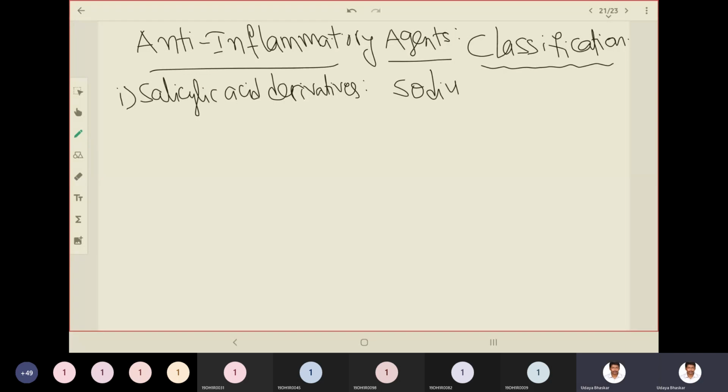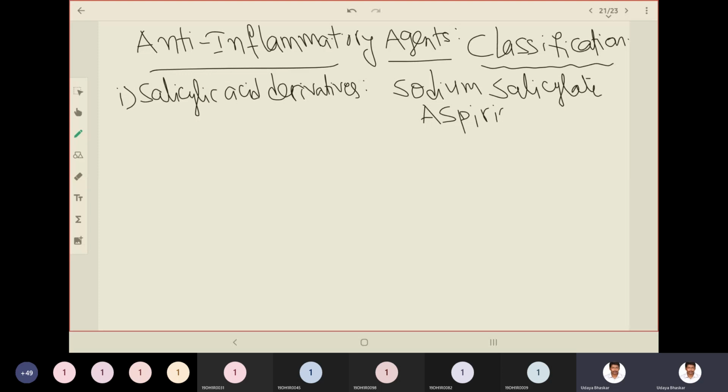Sodium salicylate and aspirin. These are the two examples for salicylic acid derivatives.